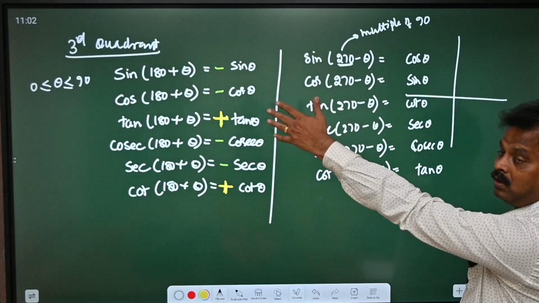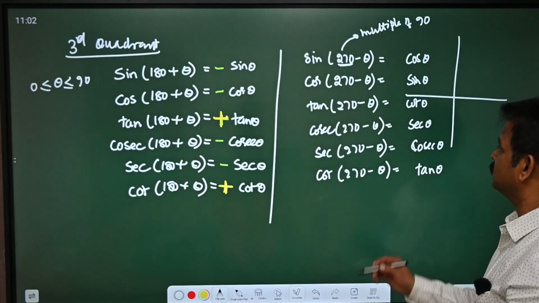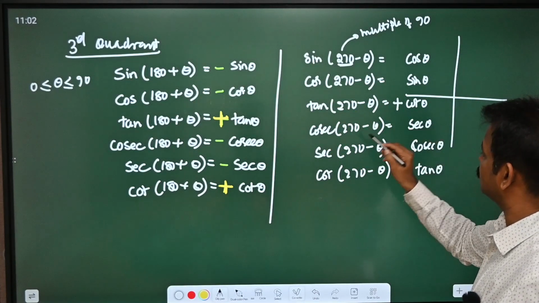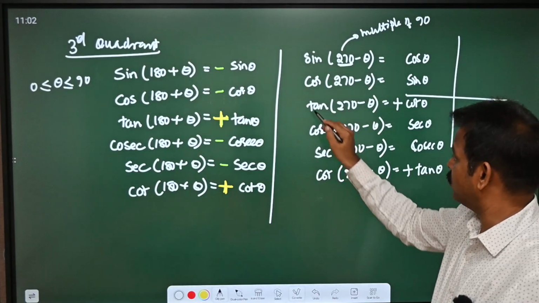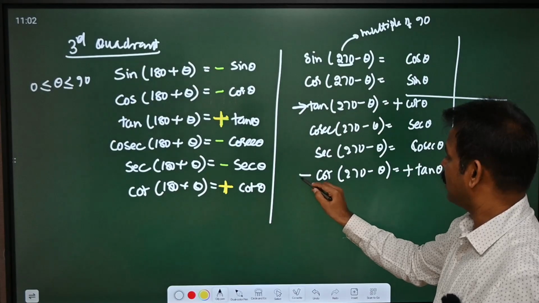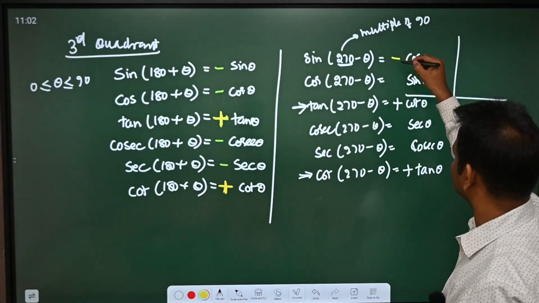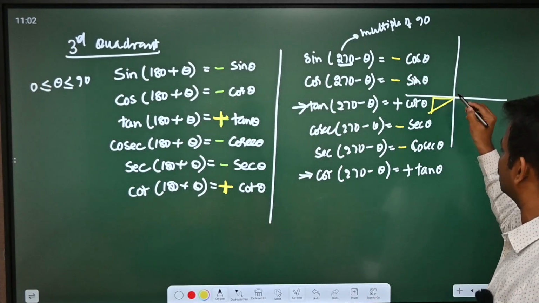But in the third quadrant, we are talking about the third quadrant. In the third quadrant, cot and tan are positive. So here, tan will become positive. Cot will be positive in the third quadrant. Only tan and cot are positive, and all other values will become negative. This is negative, negative, negative, negative. This is the story about the third quadrant.